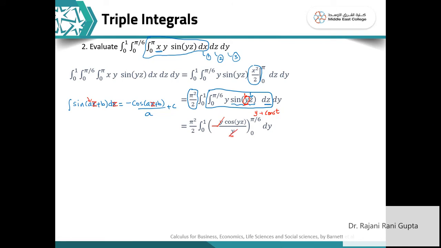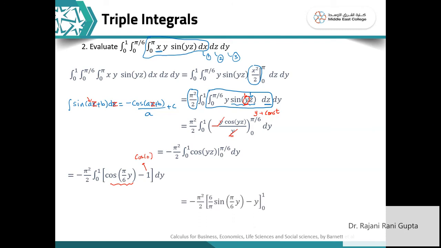In place of z, replace it by pi by 6 and then by 0. So when you replace it by pi by 6, you will get this term, and then you got 1. How you got 1? Because cosine of 0 is 1. Okay. So now you are left with only variable y, and you have two different terms. You have to integrate both of them separately. So when you integrate it, what you will get? Minus pi square by 2, 6 over pi sine pi by 6 y minus y, this 1 dy. So it will give you y.